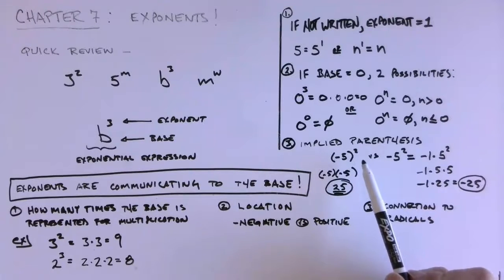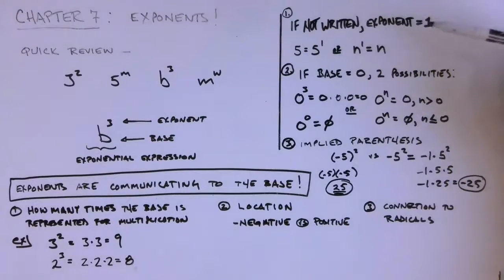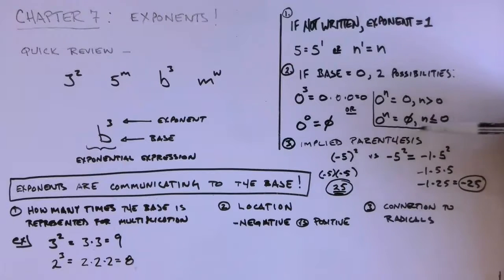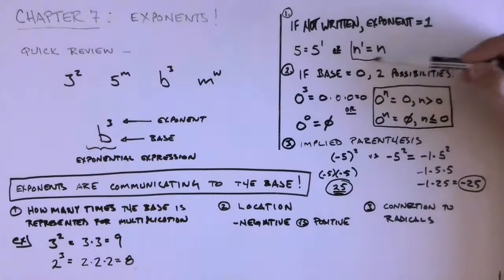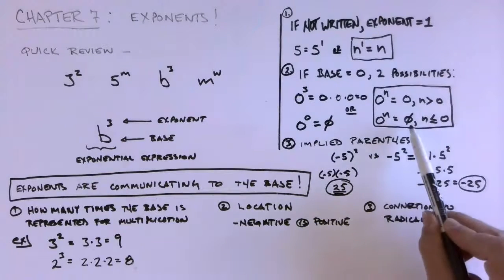So quick recap, we should know how exponents work in general, the exponent communicating to the base, and we're going to go over in this chapter some more sophisticated levels of communication. But here's the biggies that you should know coming in. If not written, the exponent's implied to be 1. What is the simplification when the base is 0? Well, there's two possible outcomes. If the exponent is a positive number, it'll be 0, but if it's 0 or negative, it'll be undefined.